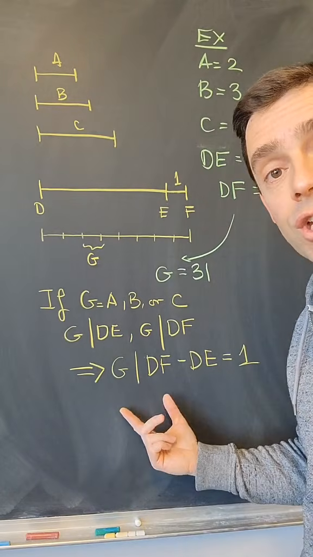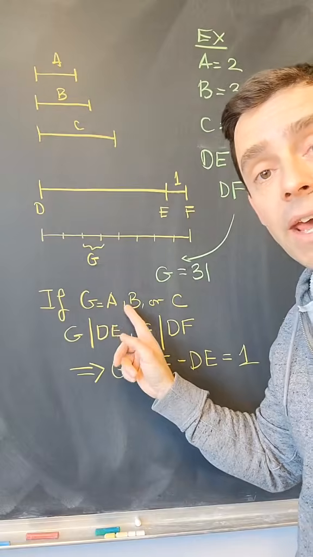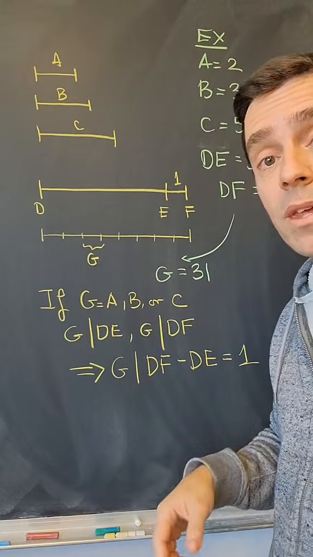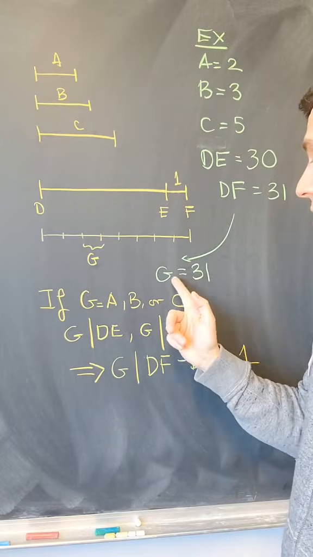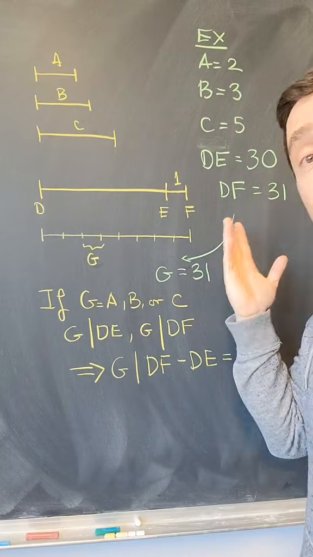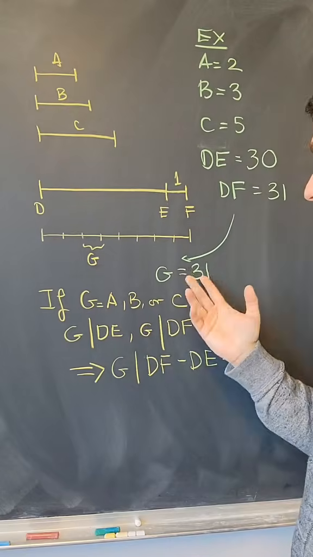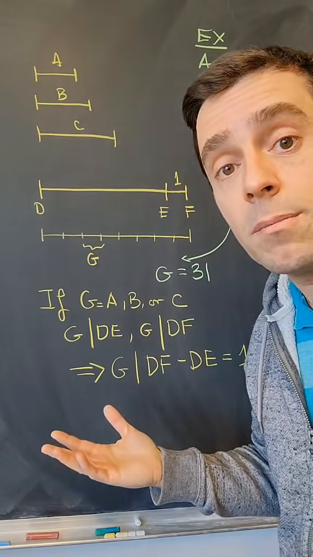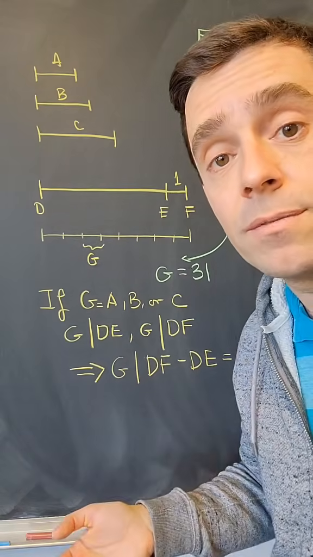Therefore, we've reached a contradiction, and G cannot be A, B, or C, so it's a new prime. In our example, what we reached is that DF is divisible by a new prime, and in this case 31 is a new prime other than 2, 3, and 5. And that's the proof.